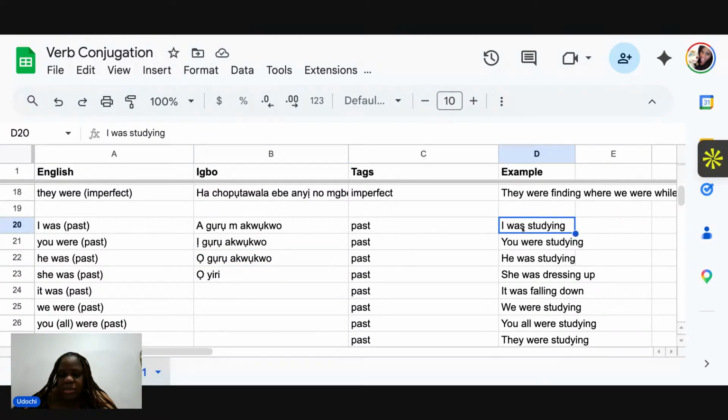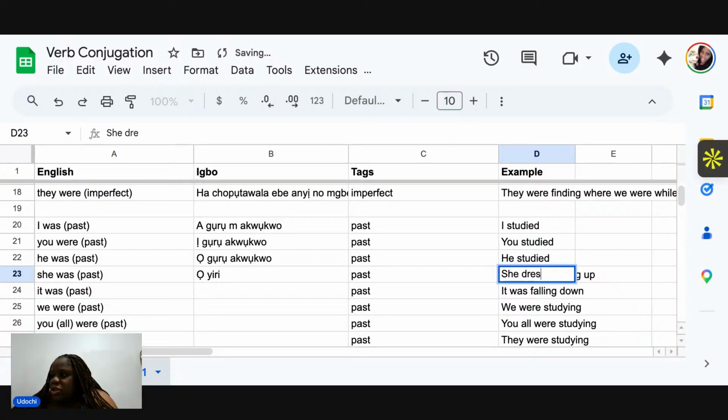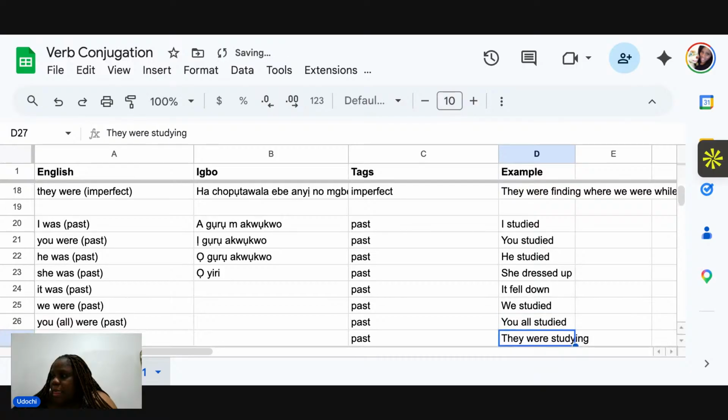Let me just say I studied. You studied. Because past tense is, this is past perfect tense. He studied. She dressed up. It fell down. We studied. You all studied. They studied.